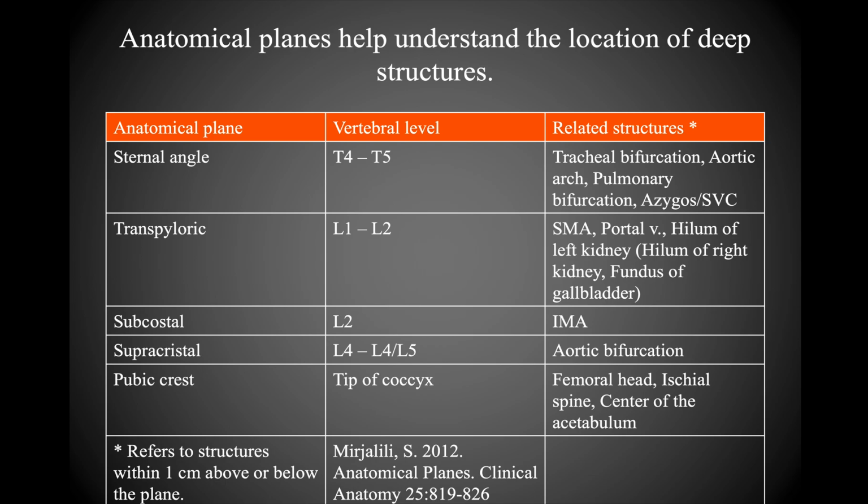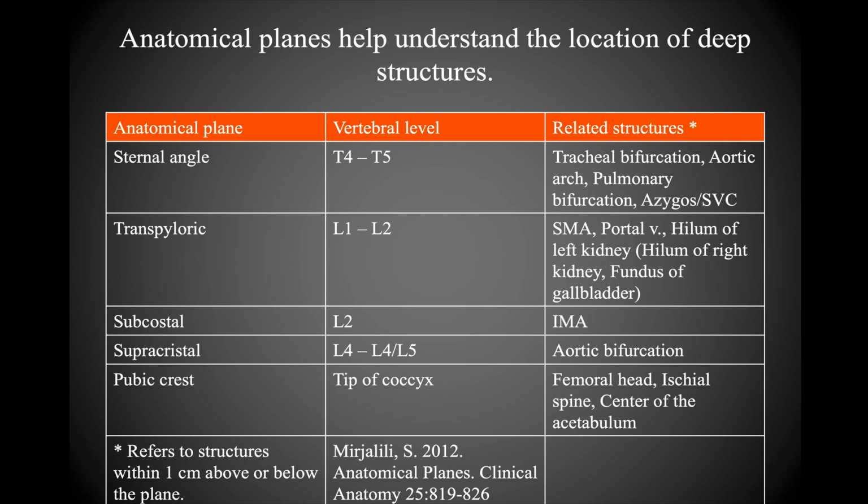That's going to be the L2 vertebral level, and the main structure that you'll see at that level is going to be the IMA, or the inferior mesenteric artery. The supracristal plane is going to be located along the iliac crest. That's located at the vertebral level L4, L5 or so, and that's the location of the aortic bifurcation. And then the pubic crest, the plane located at that level. The vertebral level at that point is the tip of the coccyx, and other structures you'll notice at that level include the femoral head, ischial spine, and the center of the acetabulum.